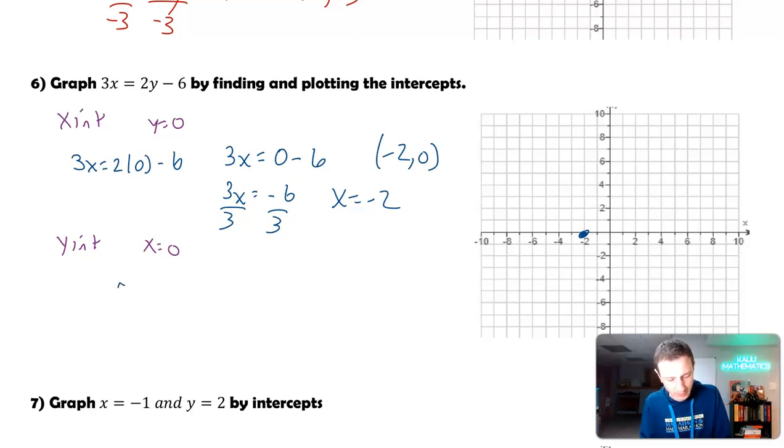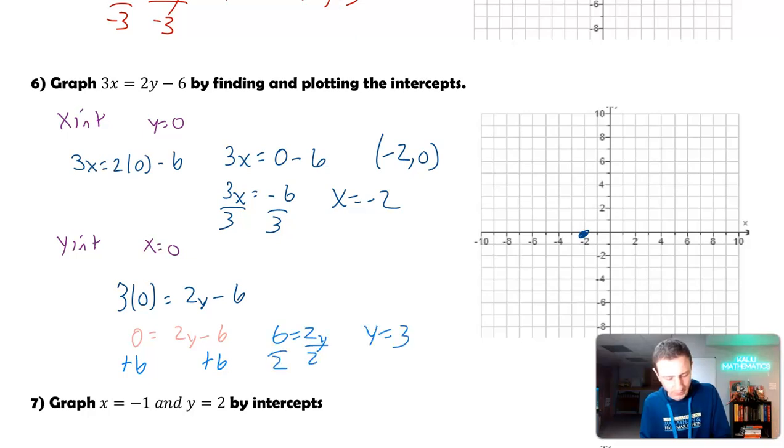Y-intercept, x equals 0. So 3 times 0 equals 2y minus 6. 3 times 0 is 0 equals 2y minus 6. We add over the 6. 0 plus 6 is 6 equals 2y. Divide by 2. Y is equal to 3. So we get 0, 3. And there is our graph.